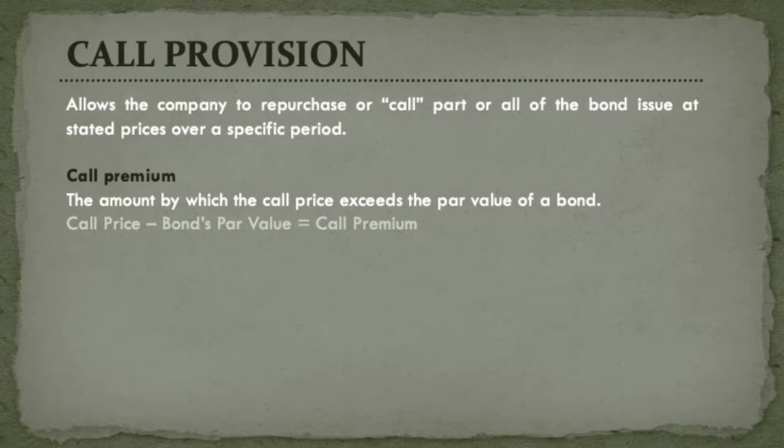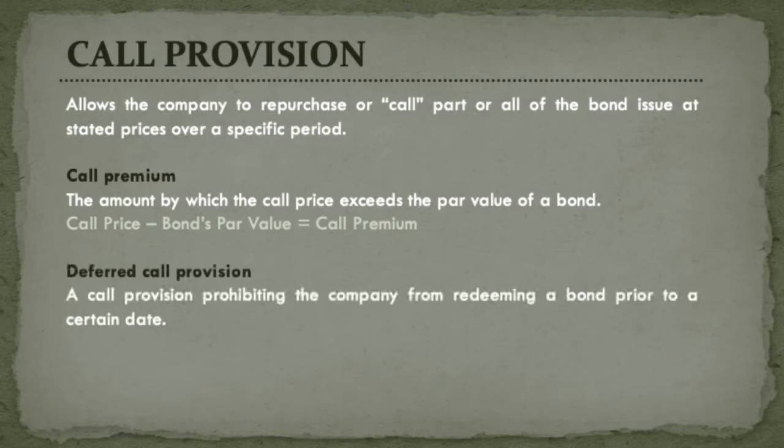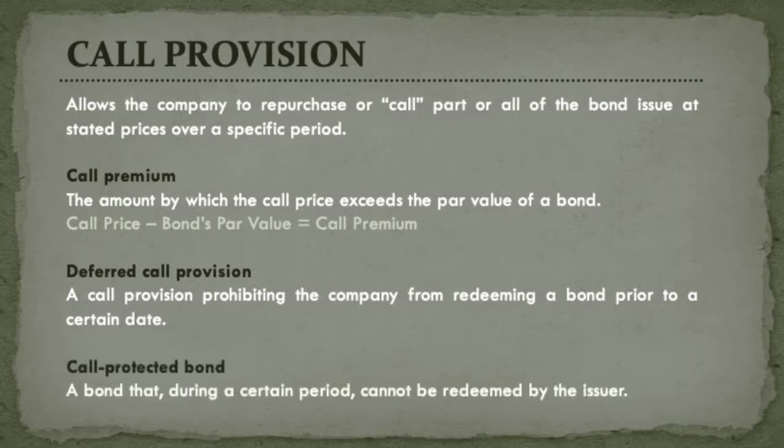Call premium is the amount by which the call price exceeds the par value of a bond. Deferred call provision: a call provision is often not operative during the first part of the bond's life. It prohibits the company from calling a bond before a certain date. And during this period of prohibition, the bond is said to be call protected.